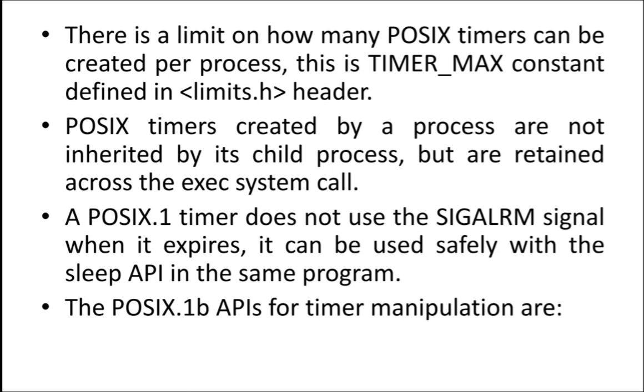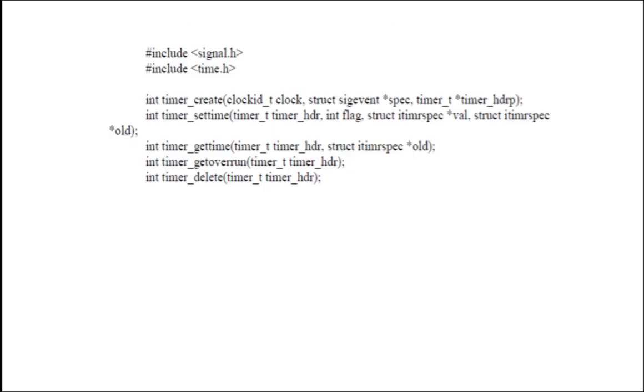And the POSIX.1b APIs for timer manipulation: suppose you want to change the timer values, what are the POSIX.1b APIs you can use? Here you can see the timer_create API. You can see the program here, it's a simple program. Here you are using a function timer_create. So there are arguments in the timer_create function. What are the arguments? Clock ID, clock_id_t, which is a derived data type. So the clock is the argument. Next, the signal event is another argument. Next, the timer is also another argument.